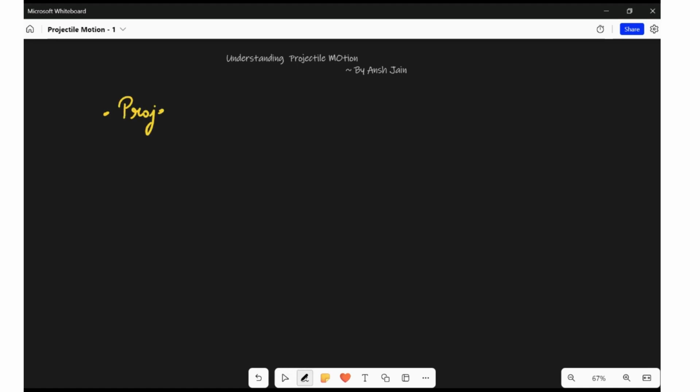So a projectile is just an object moving under the action or influence of gravity. So like we throw something, then it gets attracted to the earth. That is gravity, and that object moving under the action of gravity is just a projectile.